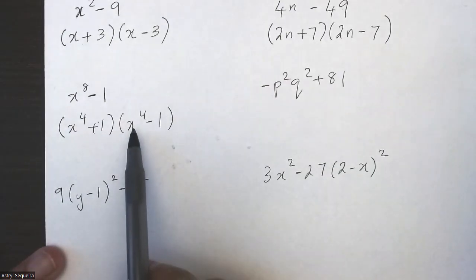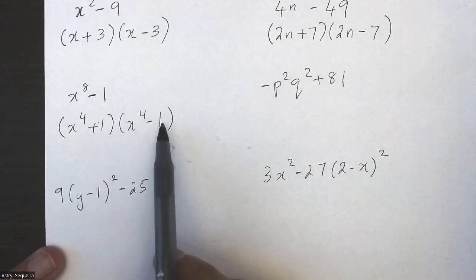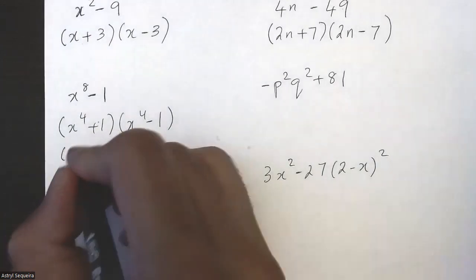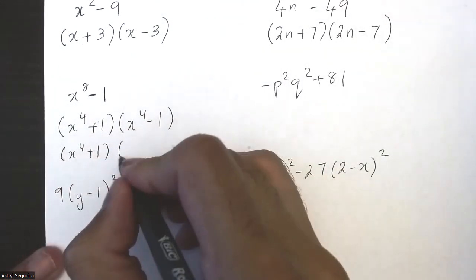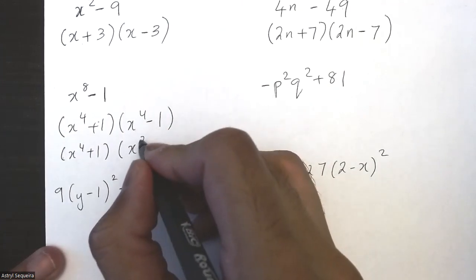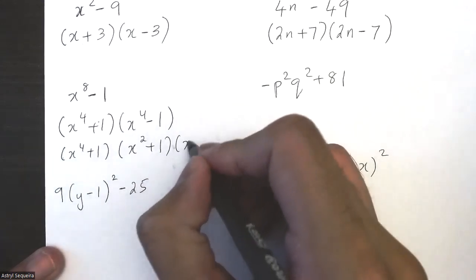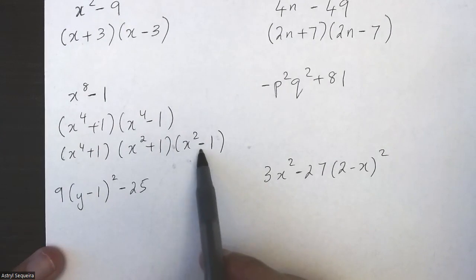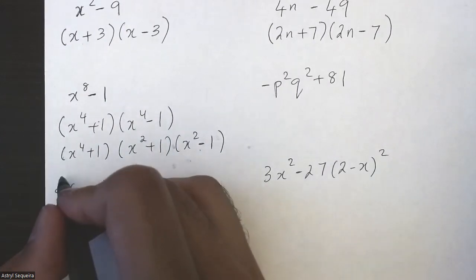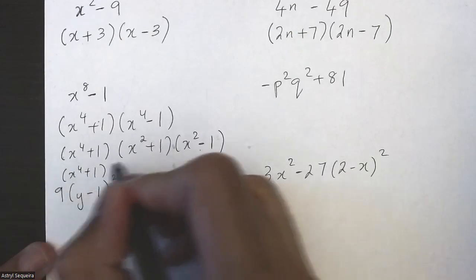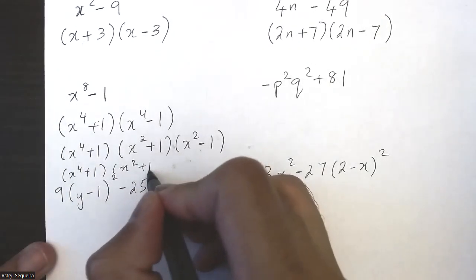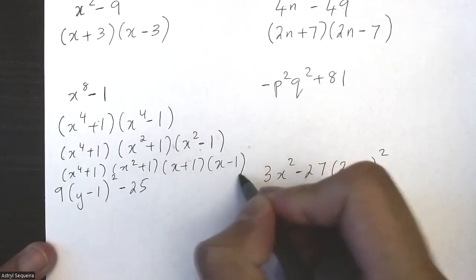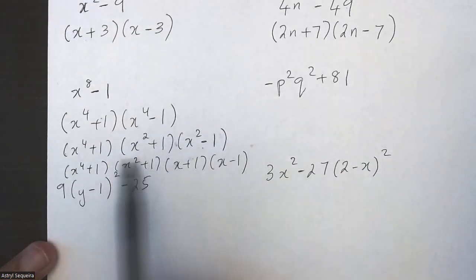Now this can be factored further because x^4 minus 1 can be factored by difference of squares. Remember, you need a minus sign. You can never factor a plus sign. So this first term is going to be the same, and this is going to turn into x squared plus 1 times x squared minus 1. If we look at this, we can factor this term again by difference of squares. I'm going to have the first term the same, the second term the same, and this is going to turn into x plus 1 times x minus 1, and now this is fully factored.